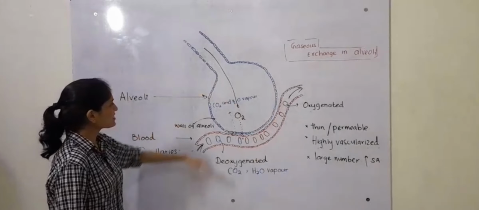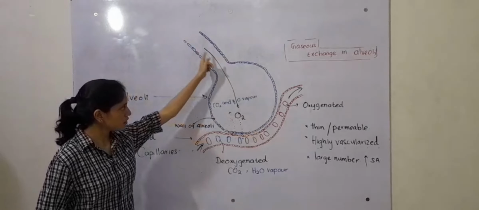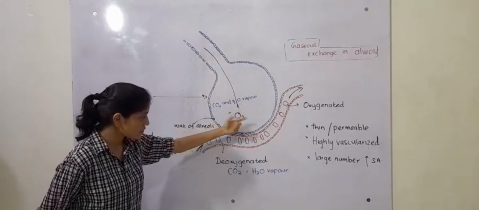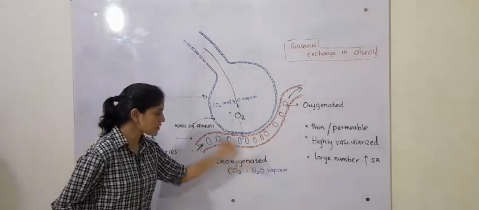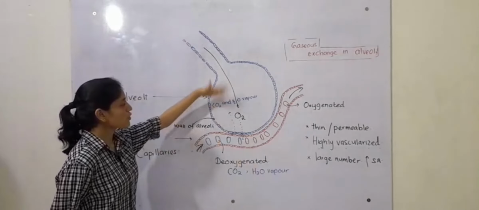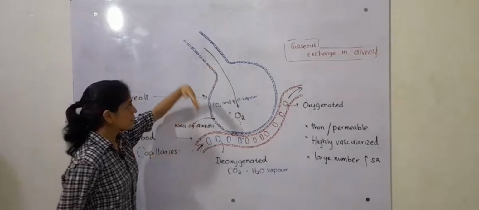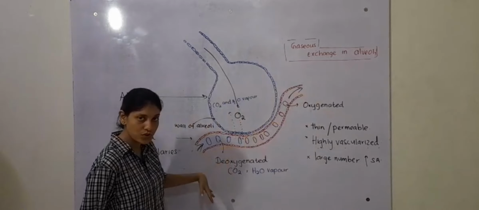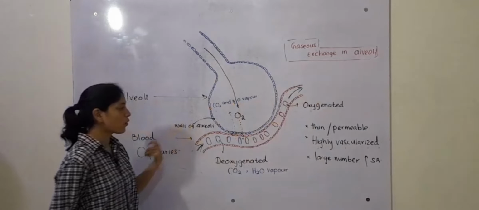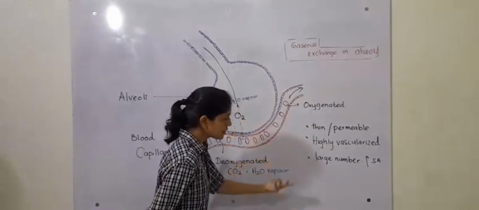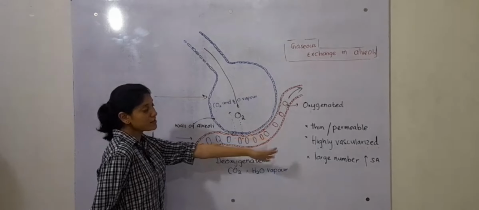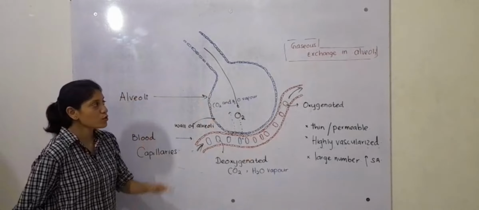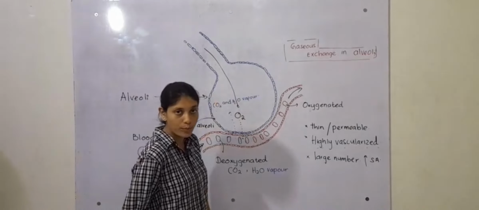Understood? So hope you understand what happens. Oxygen is entering into the alveolus, and then it is going to diffuse according to the concentration gradient into the blood capillaries, and carbon dioxide and water in the blood capillaries diffuse back into the alveoli and are taken out of your body. Understood? Thereby the blood is getting oxygenated in this process. So your respiratory surface is the wall of the alveoli, and that is thin and permeable, highly vascularized, and a large number of alveolar sacs are present to make this gas exchange more efficient. Hope you understand that part.